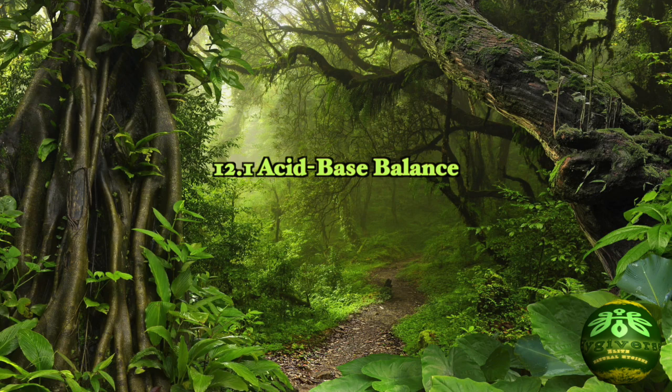12.1. Acid-base balance. When we talk about acid-base balance, we are referring to the pH balance, the degree of acidity or alkalinity of substances or of the body. The symbol pH is used after numbers that measure the degree of acidity or alkalinity of solutions. The acidity or alkalinity of a solution is determined by the number of hydrogen ions, H+, it contains.